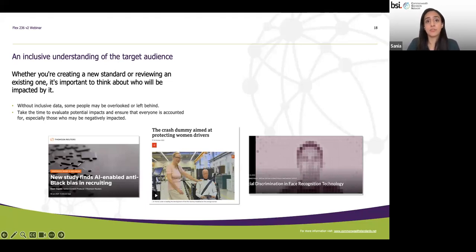Then safety risks for women drivers. We've seen there's lots of data that shows that a lot of the testing of safety equipment in cars is done on male bodies, and women were sadly more likely to die in accidents because the seatbelt was not protecting them. Also seeing different service effectiveness across ethnic groups, such as facial recognition not working on certain skin types, certain ethnic communities.